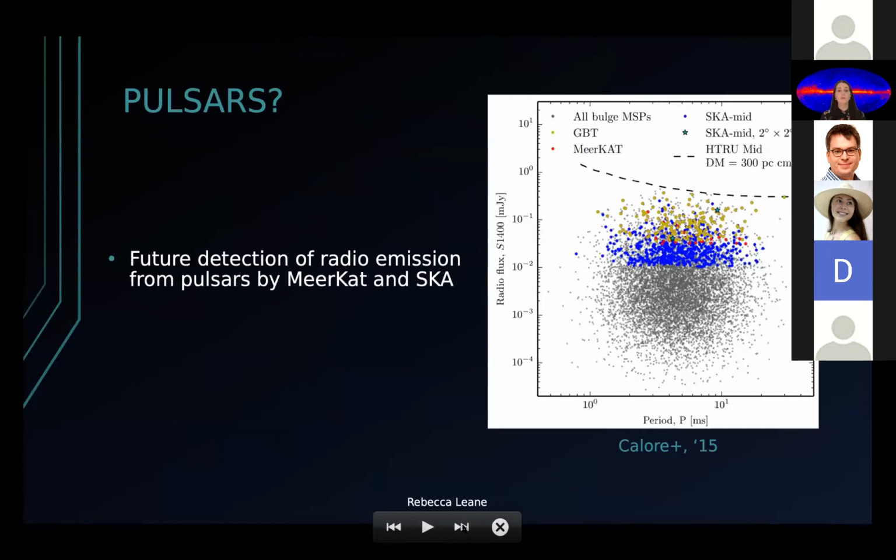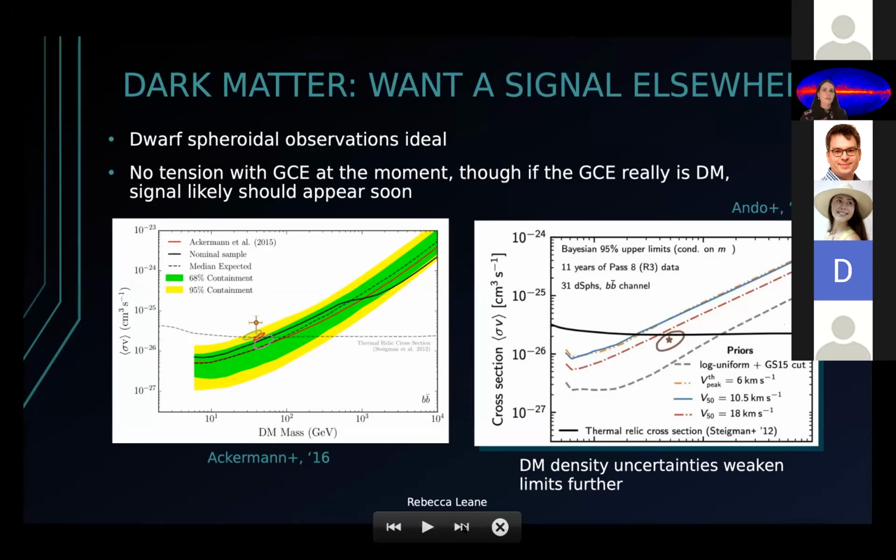For example, we could use MeerKAT or the Square Kilometre Array. The figure on the right is showing the potential reach of some that we might be able to find in the galaxy. There's also the question of if you don't find any, does that mean they're not there? Maybe you just got unlucky, maybe they're a different type of pulsar. But hopefully, if they're there, we'll see something. In terms of dark matter, I think probably from the center of the galaxy, people will never be totally convinced that it really is dark matter, no matter what we do. So what you really want is to see a signal elsewhere that's consistent with what you see in the galactic center.